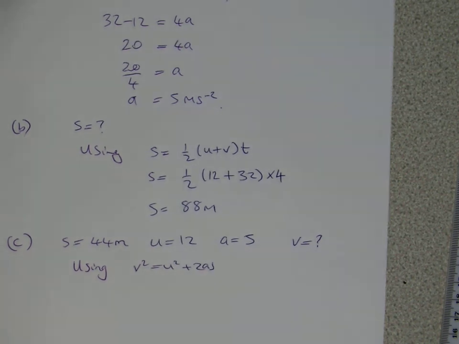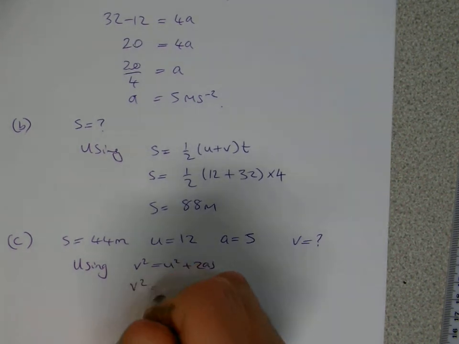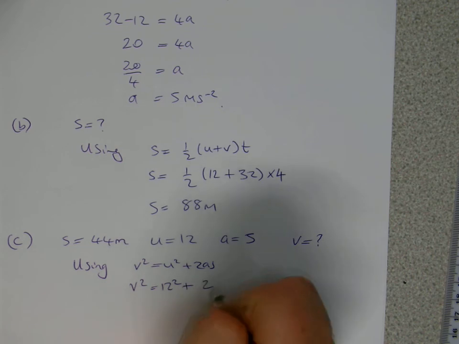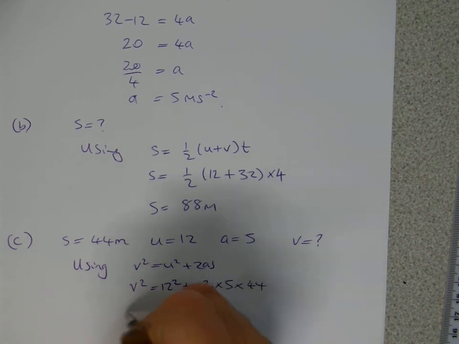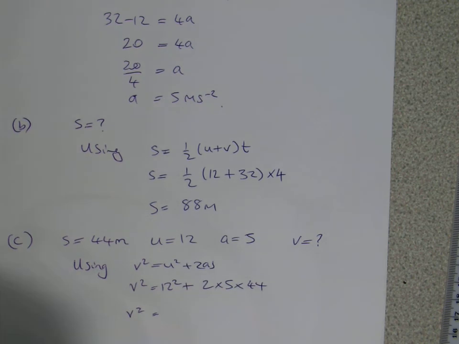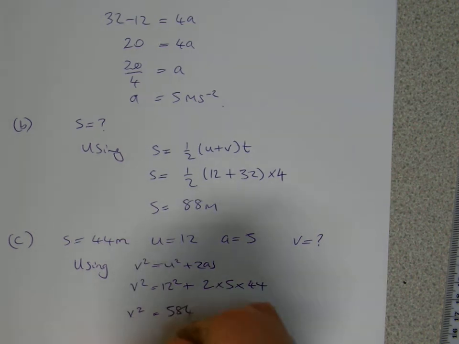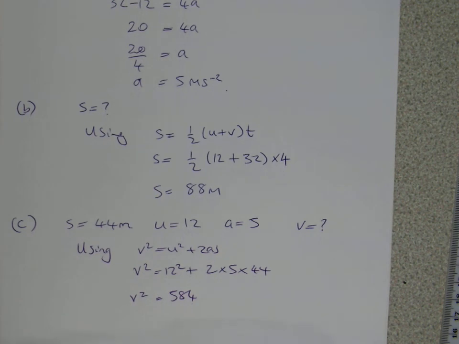v squared equals u squared plus 2as. So v squared will be 12 squared plus 2 times 5 times s, which is 44. And then you can get your answer out. And it comes out to be 584. Okay, that's what I've got with this calculation.